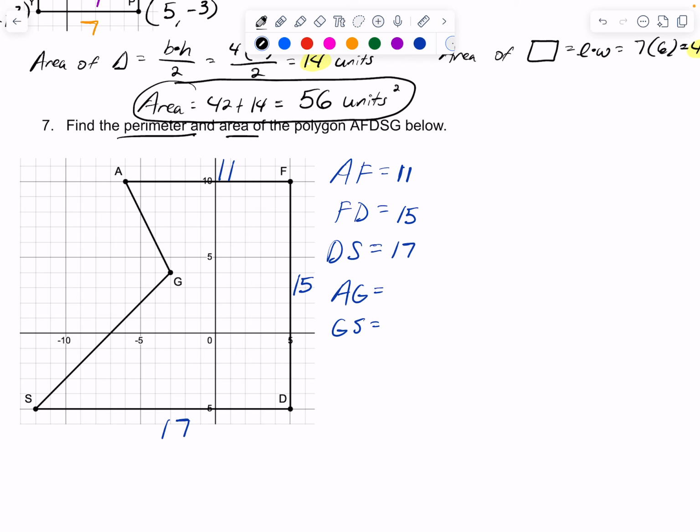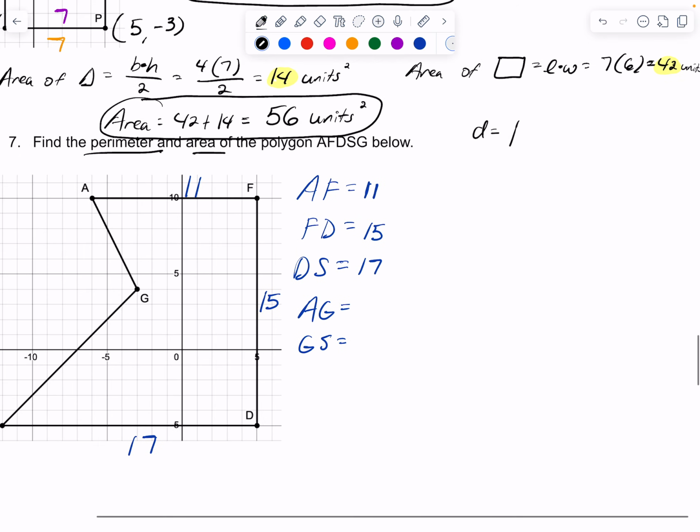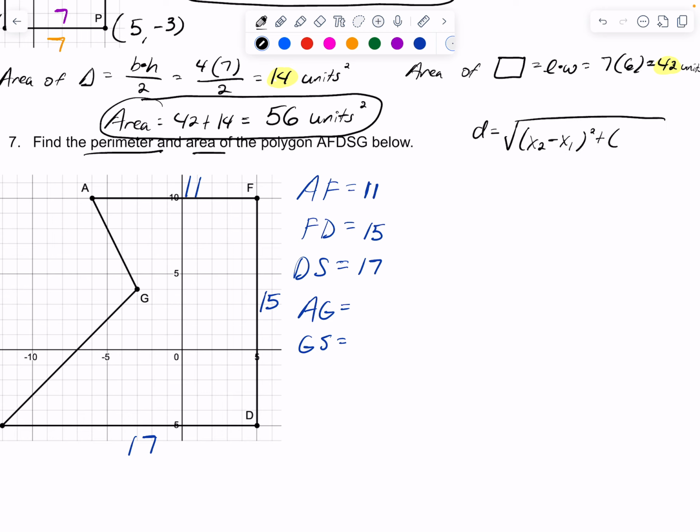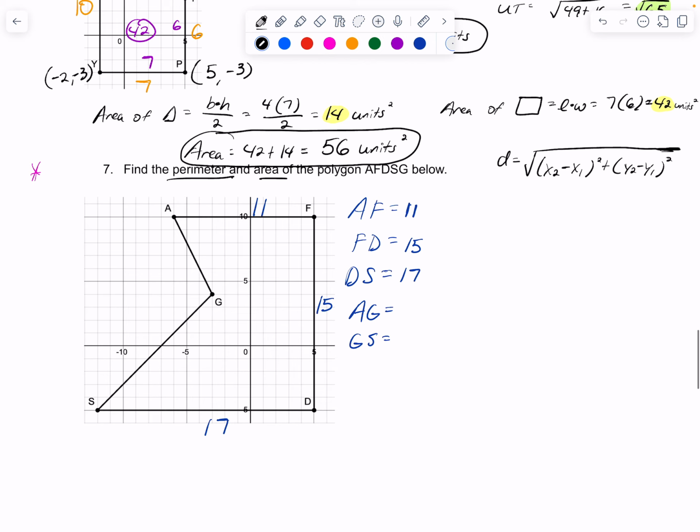So I will be using the distance formula to figure out those 2 side lengths. All right. So get used to copying that down a lot. It's a formula that you're going to get, but you'll end up memorizing it because you use it so much. So let's start with AG.